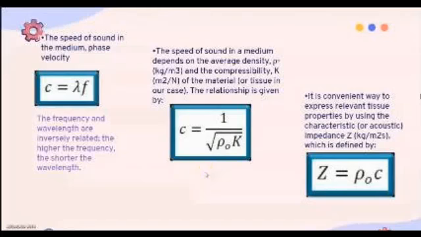The speed of sound in the medium depends on the average density rho naught in kg per m cubed and the compressibility K in m squared over N of the material or tissue in our case. The relationship is given by c equals 1 over square root of rho naught K. It is a convenient way to express relevant tissue properties by using the characteristic or acoustic impedance Z in kg over m squared s, which is defined by Z equals rho naught c.